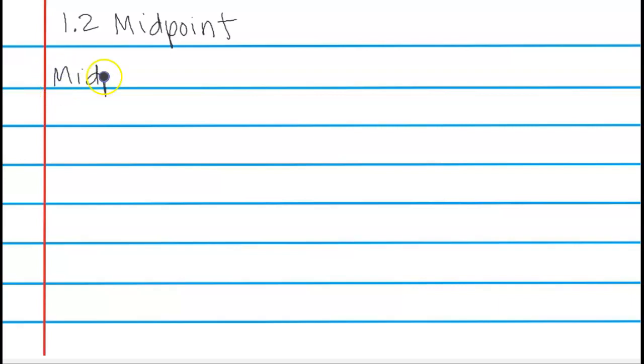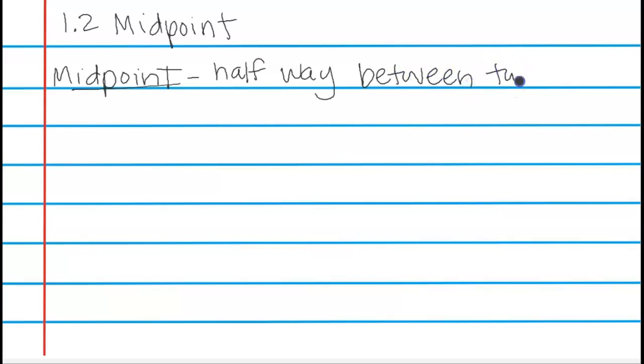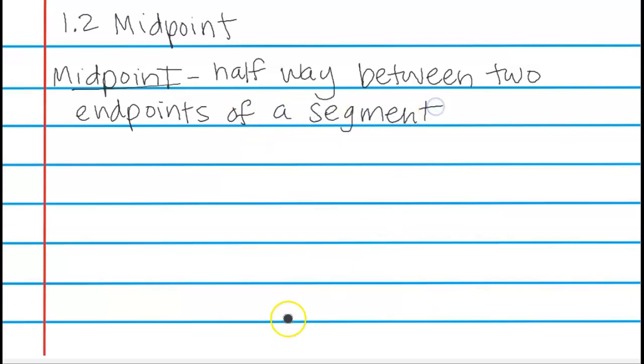The first word is midpoint. A midpoint is the halfway between two endpoints of a segment. So halfway between two endpoints of a segment.